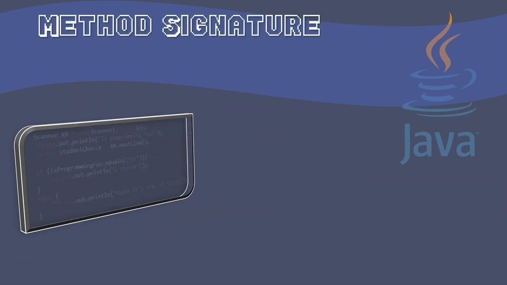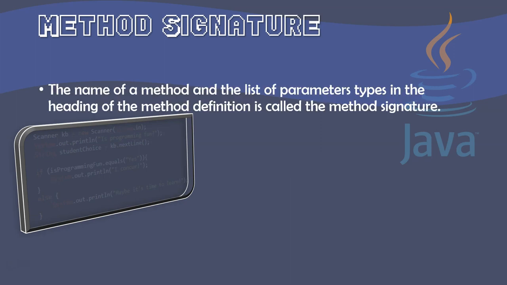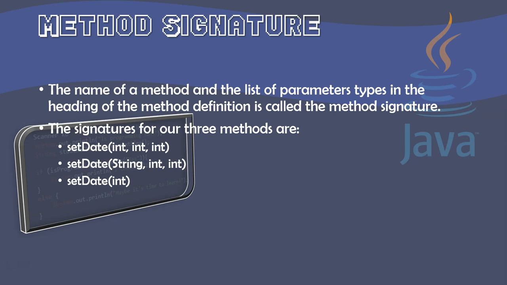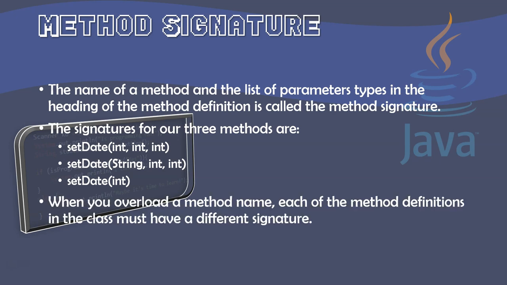So how does this affect our method signature? Well, the name of a method and the list of parameters in that heading of the method is what we call our method signature. So the signatures of each of these setDate methods would be setDate int int int, setDate String int int, and setDate int. When you overload a method name, each of the method definitions in the class must have a different signature, which means each of our parameter lists has to be unique in what we are passing into it.